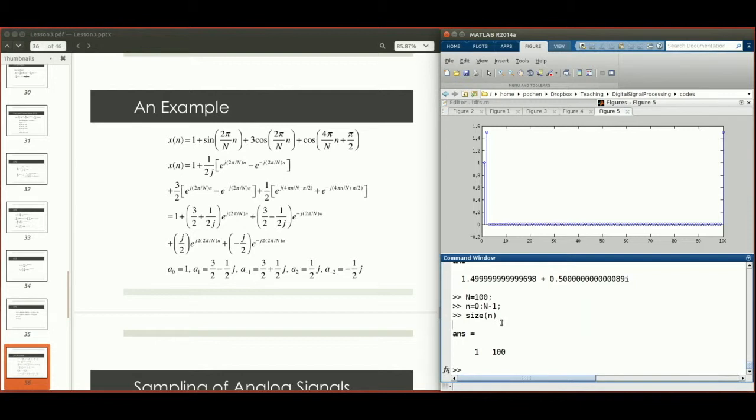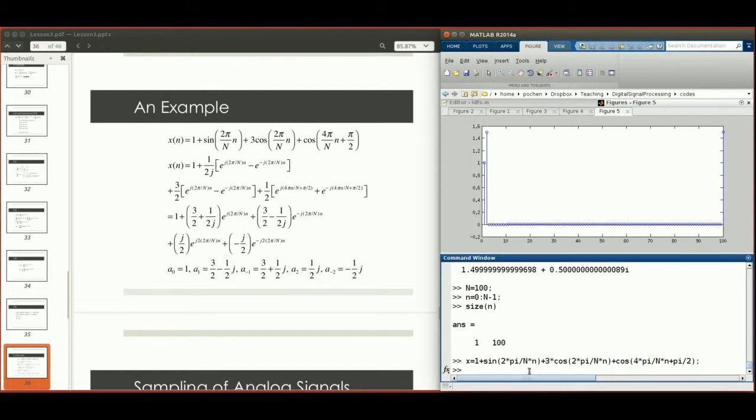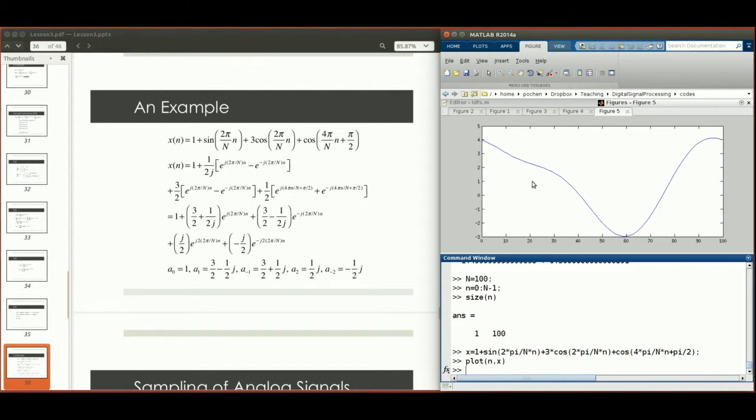And then all we have to do is compute x as a summation. So it's 1 plus sine 2 pi divided by big N times n. That's the first and the second term. Plus 3 times cosine of this thing. Plus cosine 4 pi divided by big N times n plus pi over 2. Right. So that's our x. Let's make a plot of it, n versus x. So that's our function.